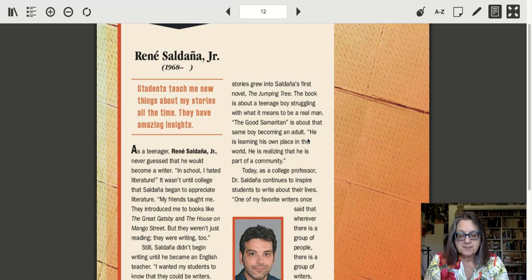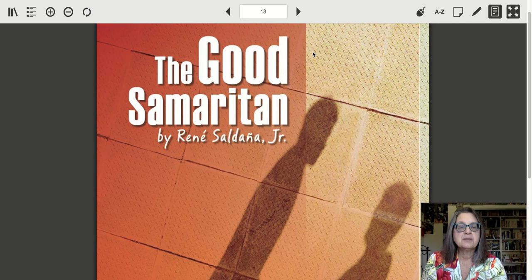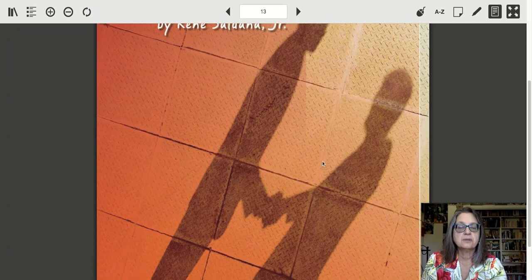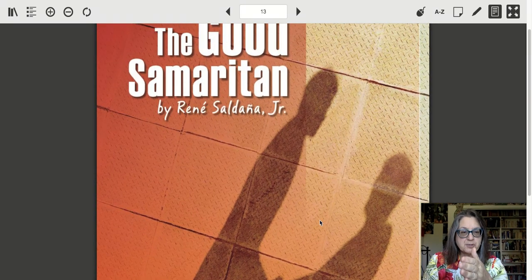So, the Good Samaritan. So, The Good Samaritan by Rene Saldana. So here we've got a clue. People are shaking hands. They do this when they meet each other, but sometimes when there is an agreement about something, people shake hands as a promise.